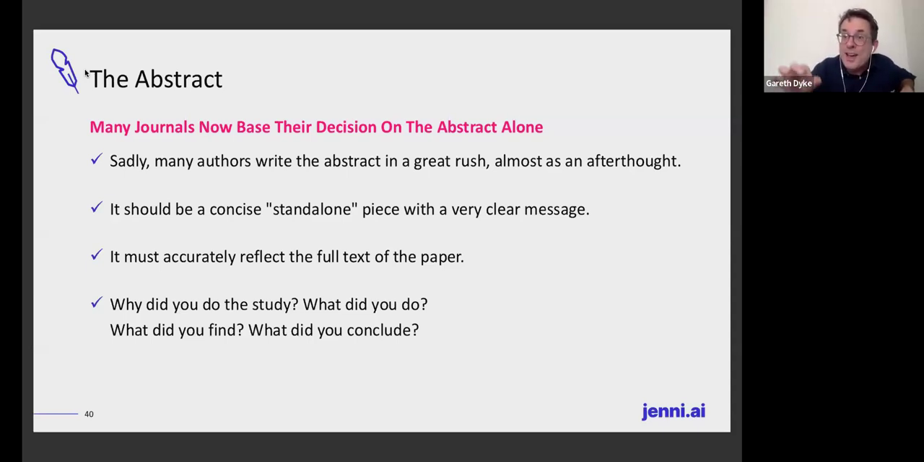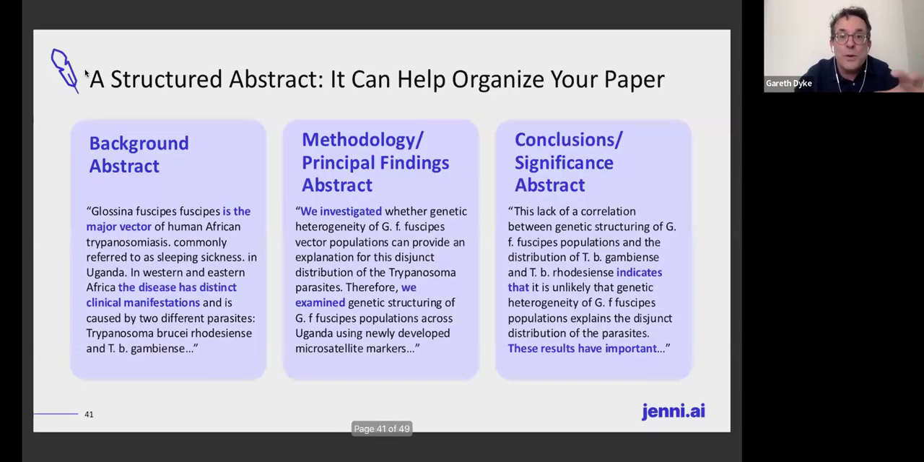You can write it using the Jenni.ai tool, answering these 4 questions. Why did you do the study? What did you do? What did you find? And what did you conclude? Answering those questions, putting text from those questions into the abstract, you'll end up with words you can edit.